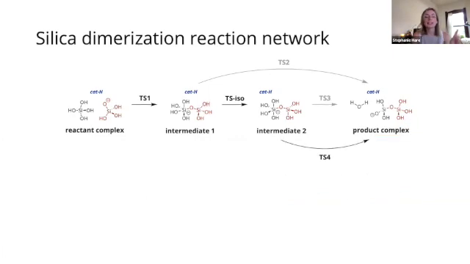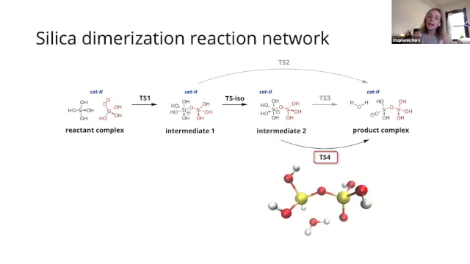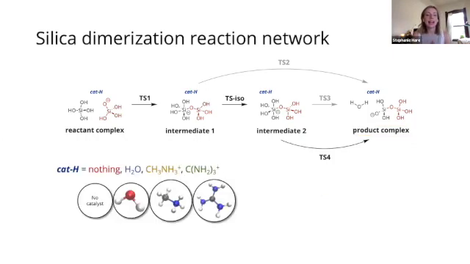But actually, there's a second possible pathway starting from intermediate 2 again. So this bottom hydroxyl group can leave and deprotonate a hydroxyl group from the other silicon of the intermediate in order to generate the final product complex. So this is a relatively complex reaction network. And I haven't even talked about the possible catalyst yet.